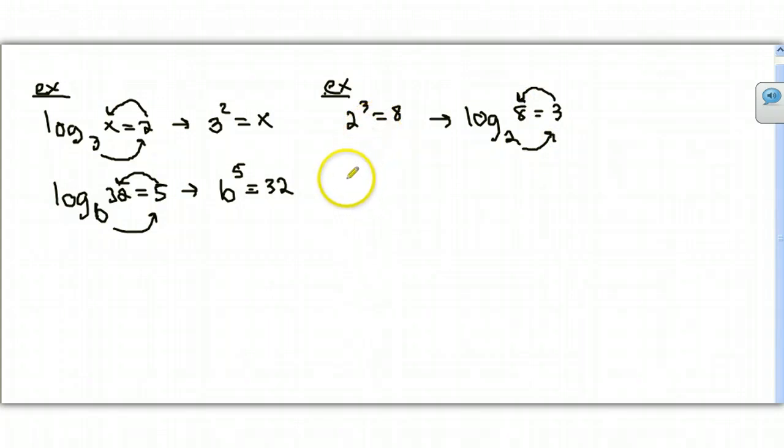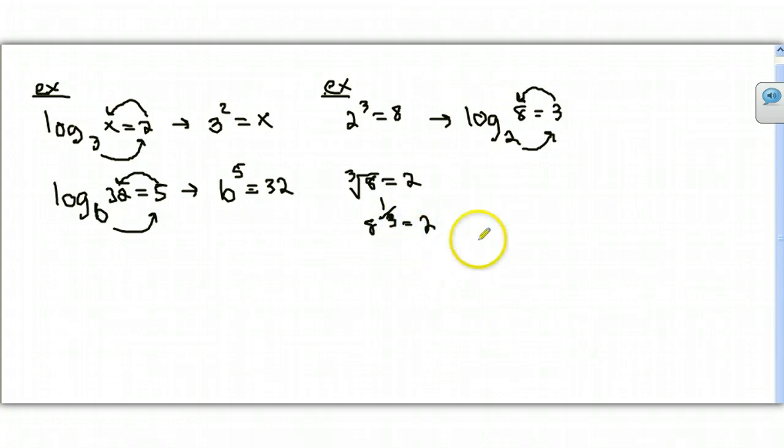What if you had the cube root of 8 equal to 2? How would you change it? What is a cube root? You got to get that cube root of 8. So that changes to what? 8 to what power? Not third. 1/3. 8 to the 1/3 equal to 2.